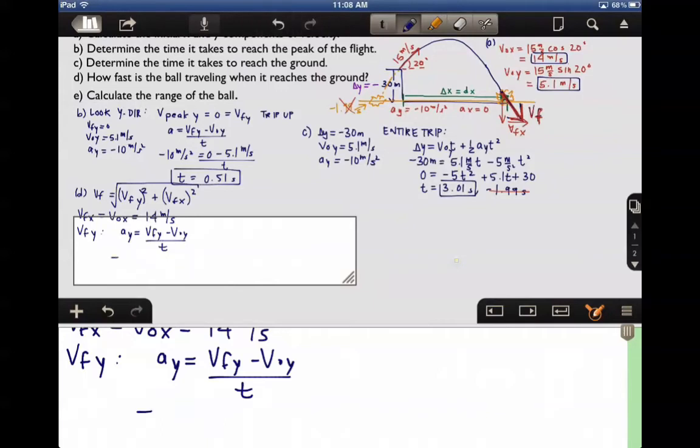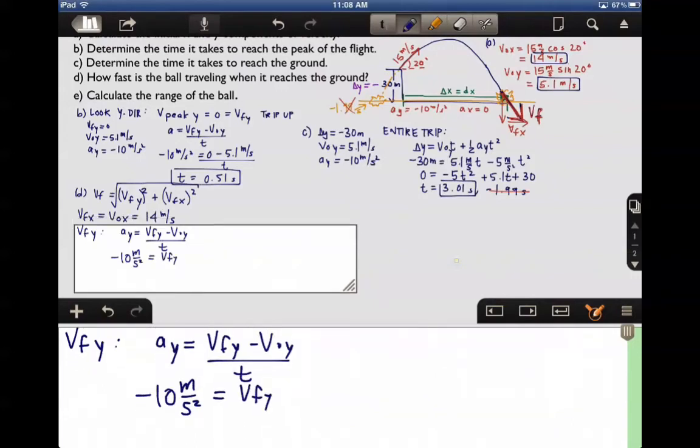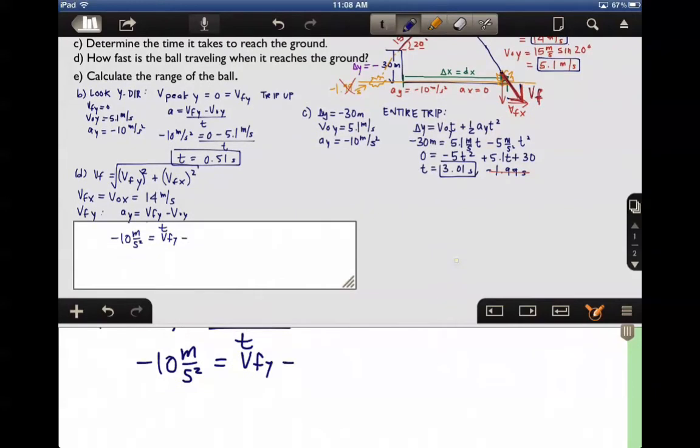The acceleration is negative 10 meters per second squared. V final Y is what I'm looking for. V initial Y we calculated to be 5.1 meters per second. And now I need to enter a time. The time I'm looking for here is the total flight time, because I'm looking for how fast the ball is traveling right when it hits the ground. So after 3.01 seconds of flight time.